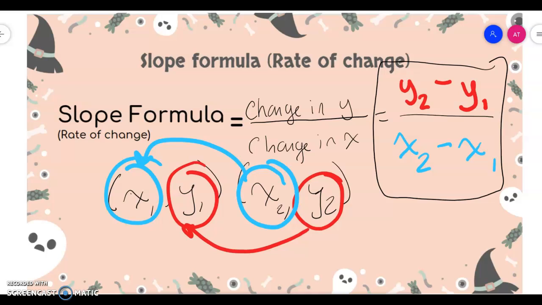One way you can remember it is y over x, with y on top and x on the bottom, since division is the fraction bar. So y2 minus y1 over x2 minus x1. Let's try some practice problems, and I'll show you the steps on how to do it.